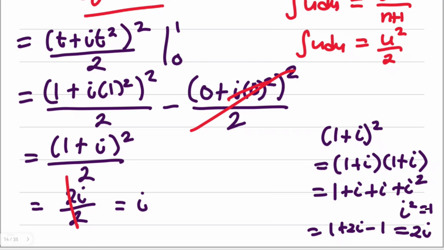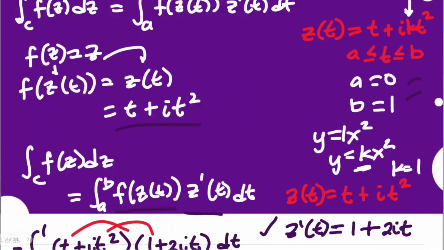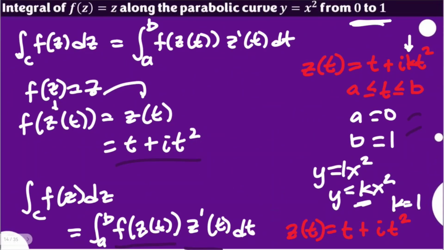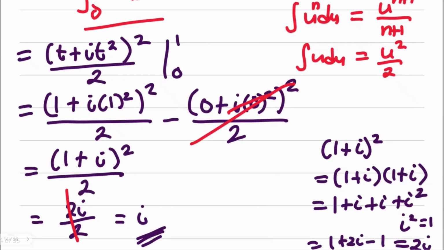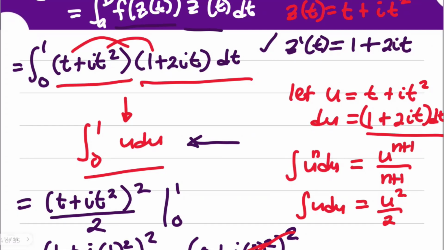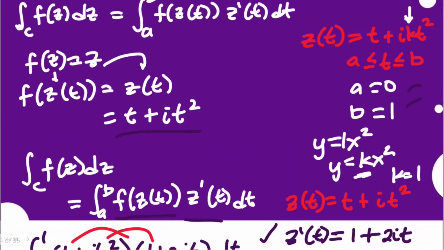So for all of these processes, we have here the integral of the given function along the parabolic curve is actually equal to i. All of these processes, including the parameterization, were discussed here. Again, we did this as part of some analysis and integration of previously discussed concepts.